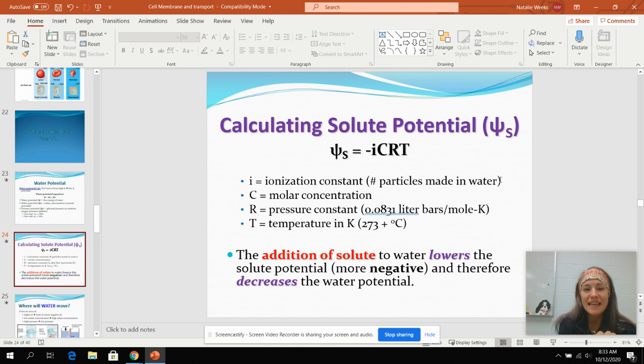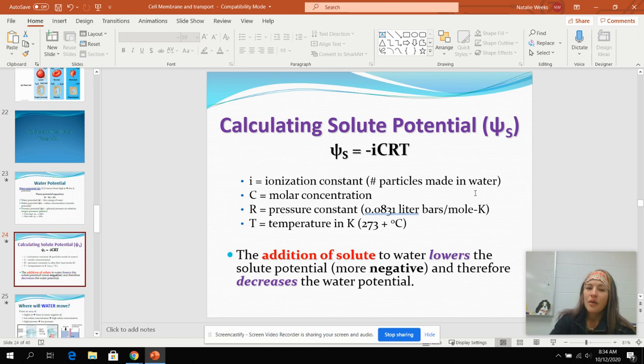So the next one is C, and that's our molar concentration. Once again, that's always going to be given to you, or you have to solve to find the molar concentration. So that's, for those of you that haven't had chemistry yet, that's just how many sugar molecules per water are in this solution, and it gives you a decimal. R is a constant. We love constants because it's a plug and chug. So that is going to be 0.0831 liter bars per mole K.